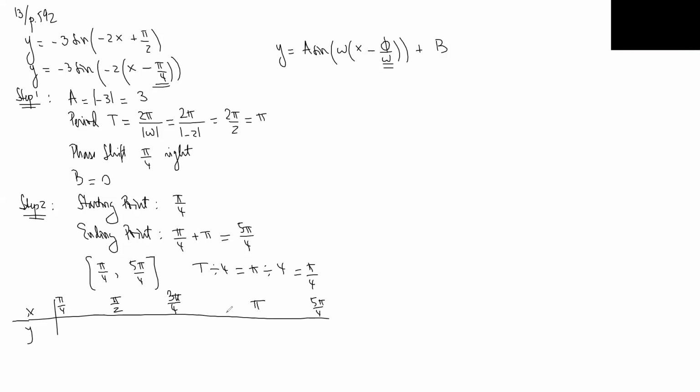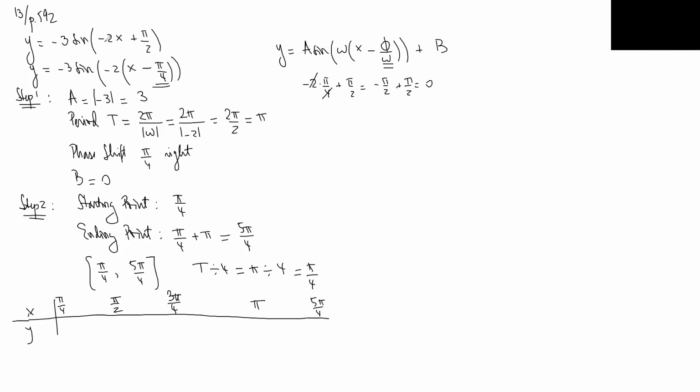Okay, now we're going to find the y values for each one. So let's start with pi over 4. We take the value back into the original function. So you just go up here, okay? We can even write it here, -2 times pi over 4 plus pi over 2. So let's see, what do we get? -2 times pi over 4, we cancel this. We have negative pi over 2 plus pi over 2, which is 0.